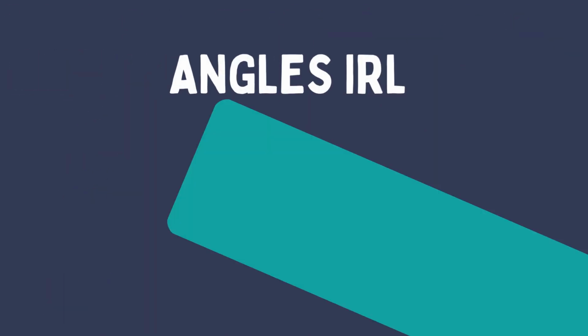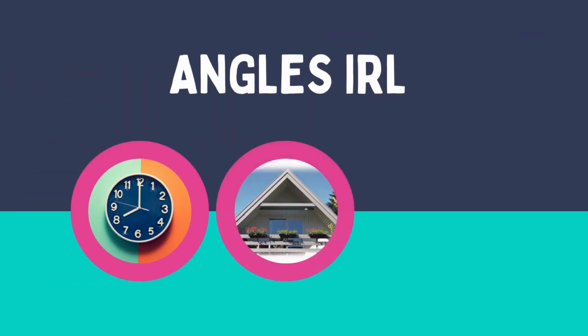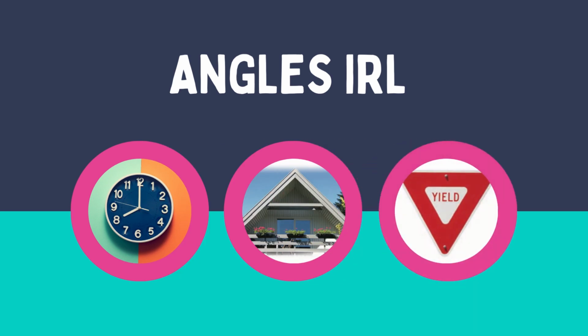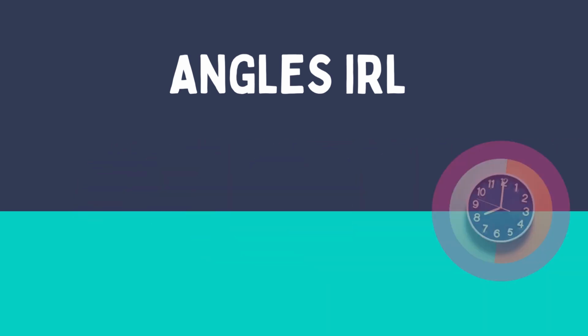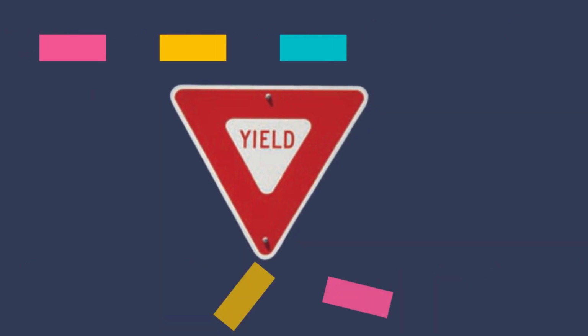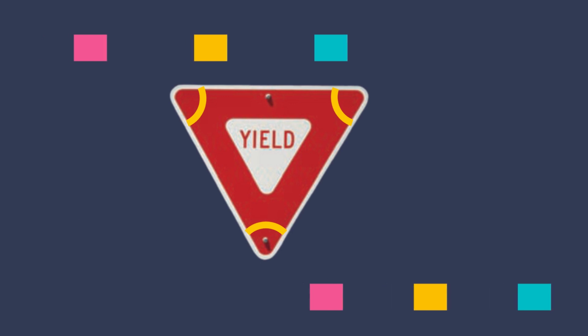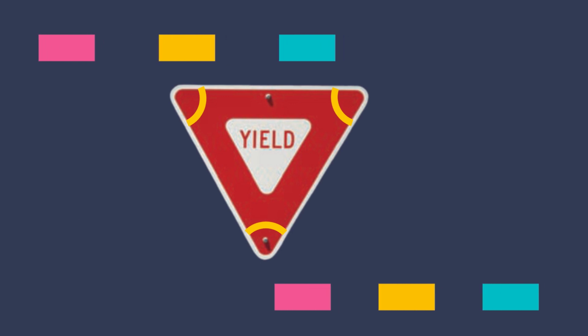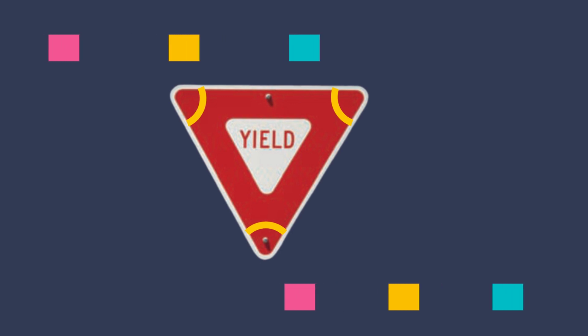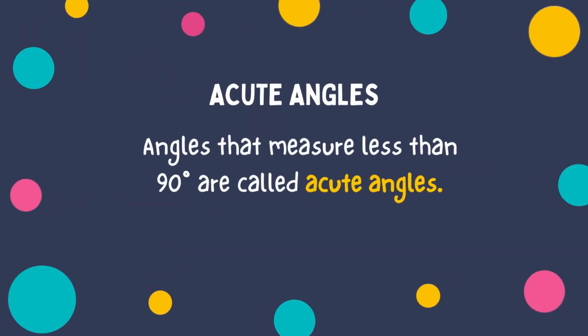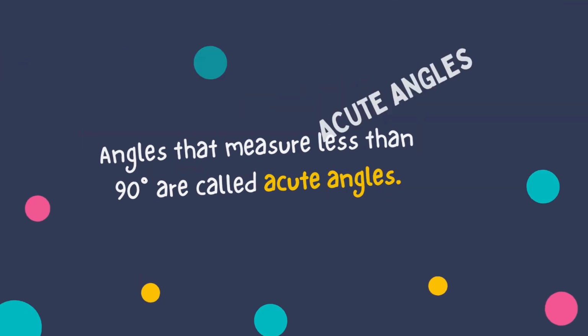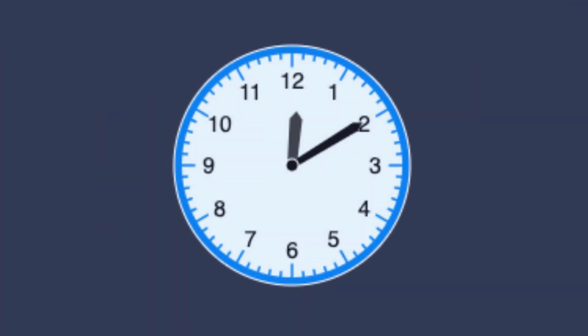We can find angles all over the place in real life, not just in clocks, but in windows and door frames, roof lines, and road signs. Not all of these angles fit neatly into the categories we just learned, though. For example, the angles on this road sign. We can tell that these angles are close to right angles, but they're definitely smaller than right angles. Angles that measure less than 90 degrees are called acute angles. We can visualize this by moving the minute hand past 12, but not as far as 3.